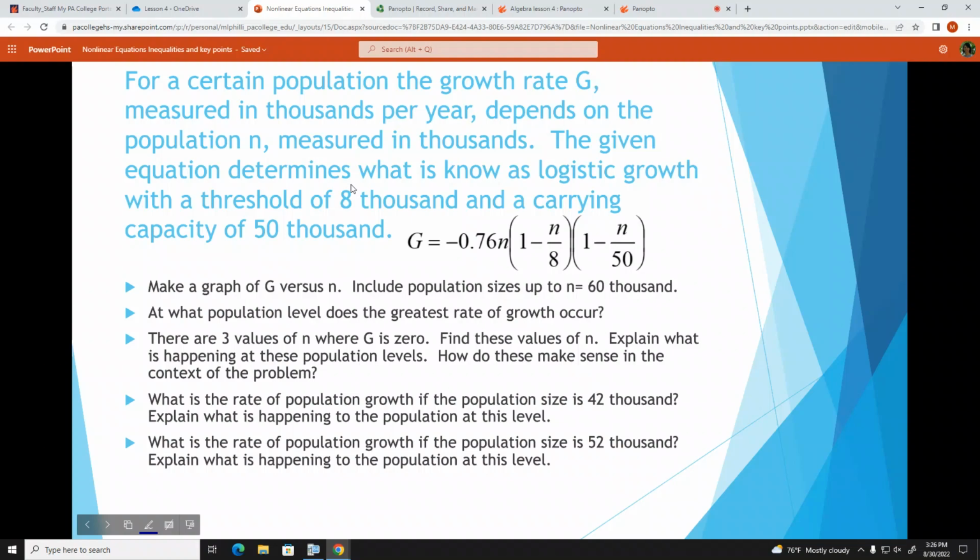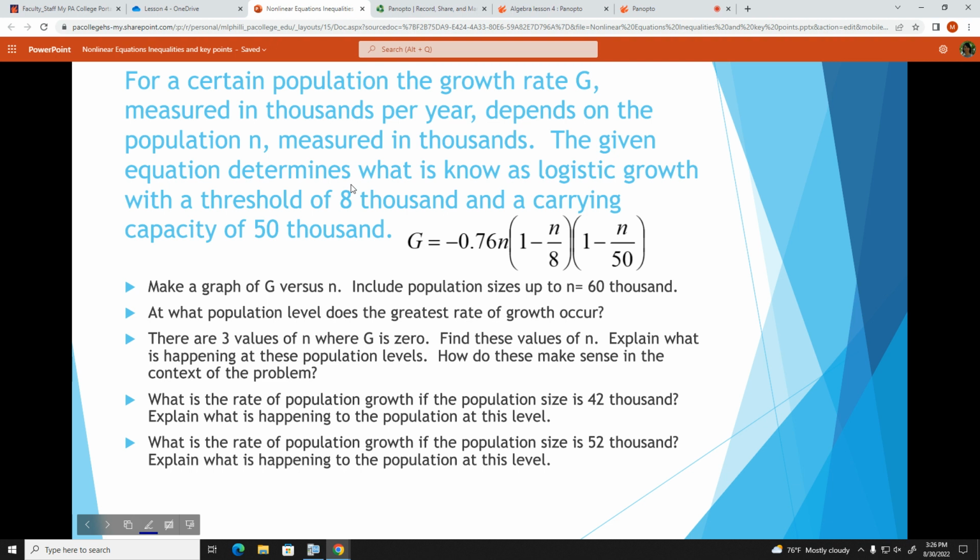Hello, we're going to take a look at a problem that's explained to us here in the blue font at the beginning. So for a certain population, the growth rate G, measured in thousands per year, depends on the population N, measured in thousands. The given equation determines what is known as a logistic growth with a threshold of 8,000 and a carrying capacity of 50,000. Boy, that's a lot of words that did not make a lot of sense to me. So we're going to dive into this and see if we can figure it out.